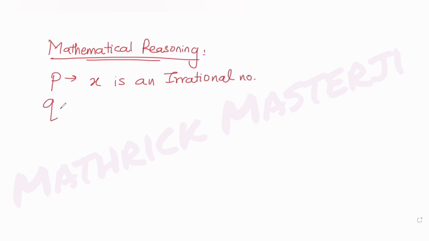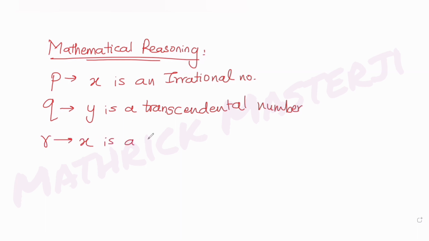Q is given to us as a statement which says Y is a transcendental number, and there is a third statement R, and that tells us X is a rational number if Y is a transcendental number, right? So that is given to us.